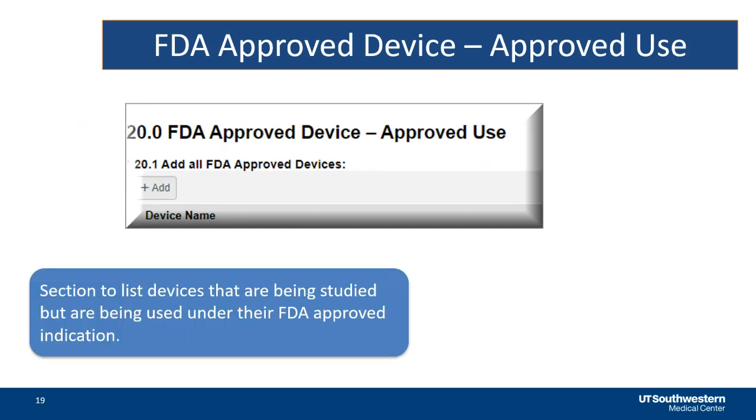Section 20 is dedicated for those devices that are FDA approved. The expectation is that you will list FDA-approved devices here that are protocol-driven and being studied, where the data collected will support the purpose of your study. Studies that are involving FDA-approved or cleared 510K devices should be listed in this section when those devices are collecting data/information that support your scientific hypothesis.